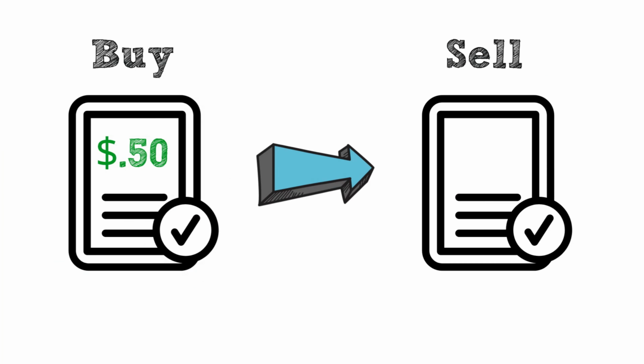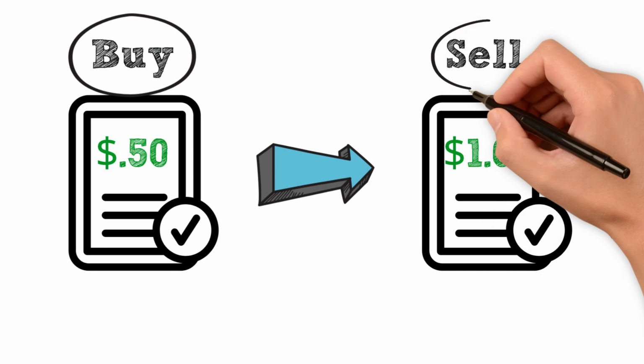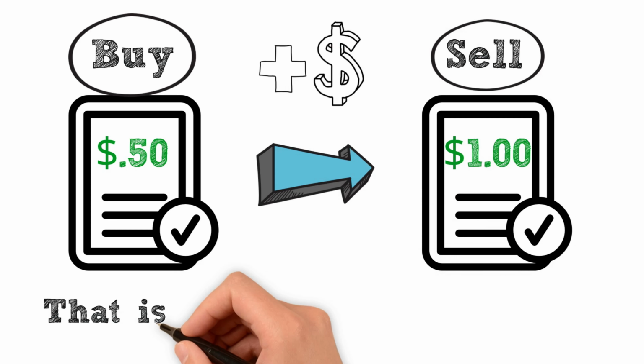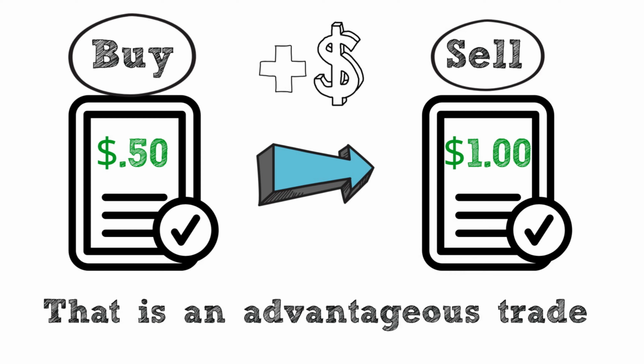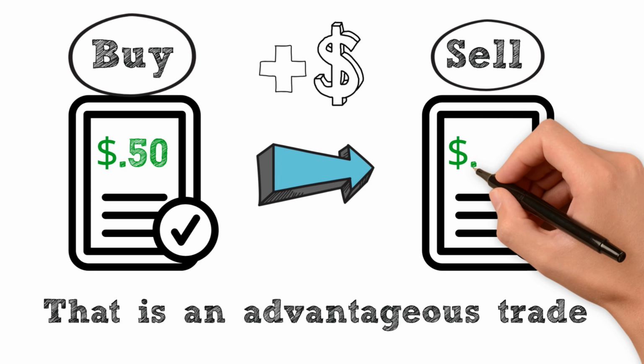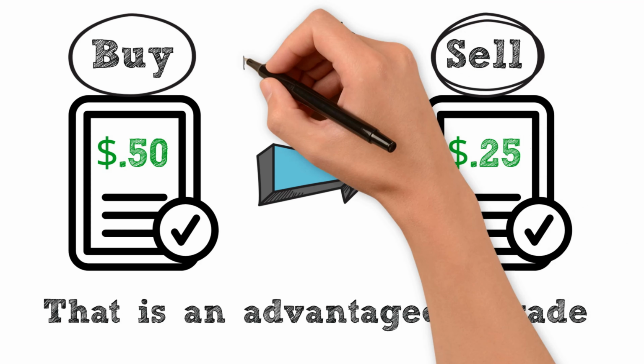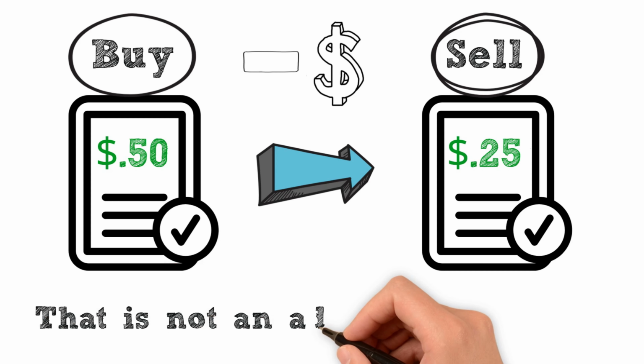Let's look at an option contract buyer. If your first action was to buy an option contract and then the premium of that contract goes up, and your second action was to sell that same contract at a higher premium, then you make money. That is an advantageous trade. If the premium of the option contract goes down, and your second action was to sell that same contract for a lower premium, then you lose money. That is not an advantageous trade.